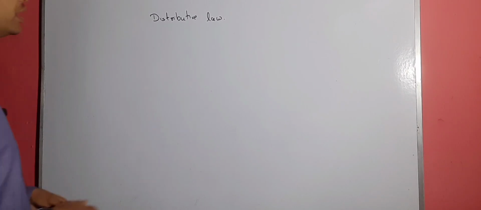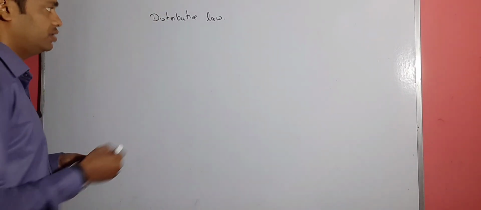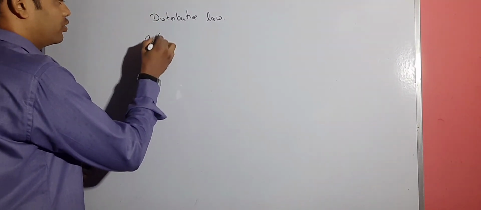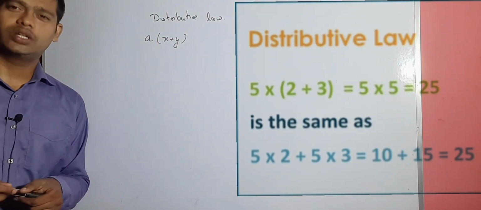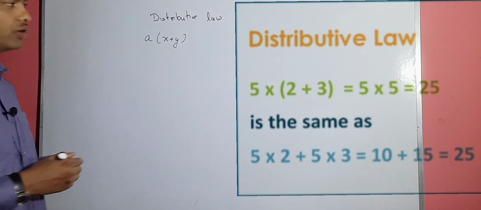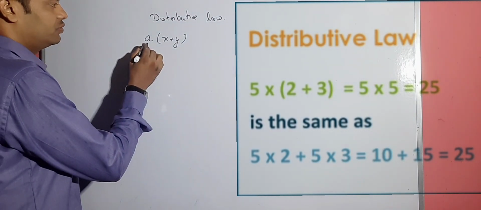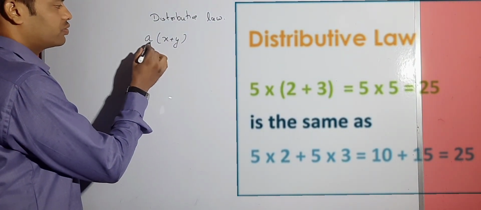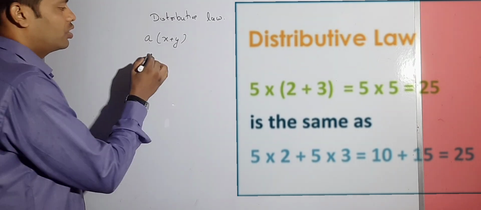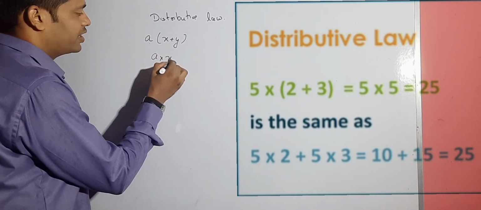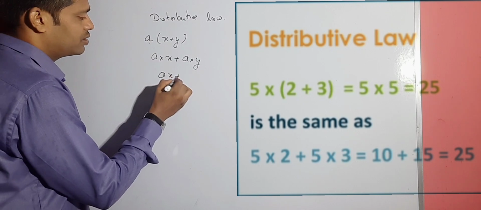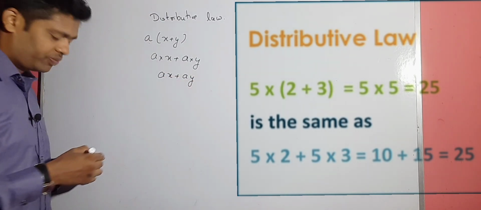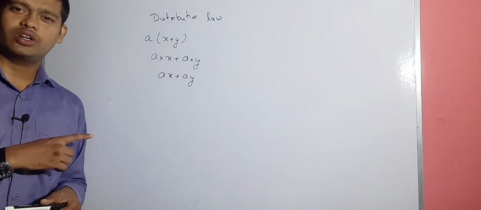So we all know what a distributive law is. For example, you have a over here and x plus y is there. When we are asked to use the distributive law to solve this, what we will do is say this one into this one plus this one into this one. So your answer will be a multiplied by x plus a multiplied by y, so ax plus ay. This is what a distributive law is.